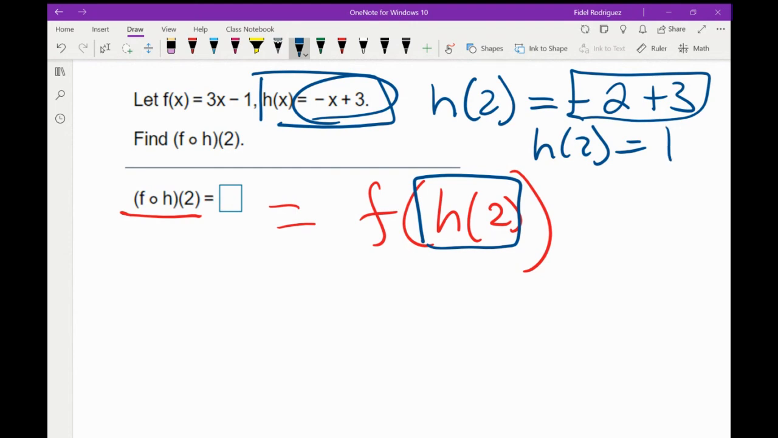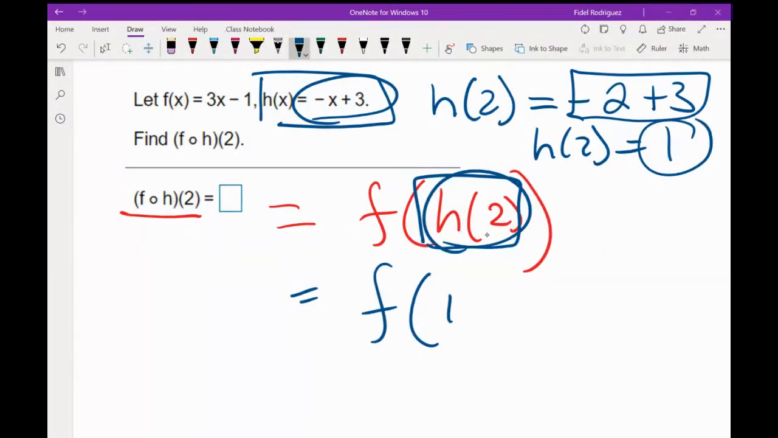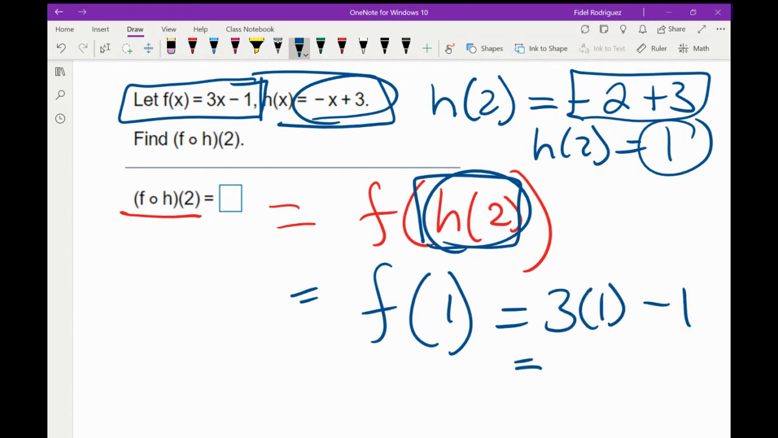Thank you, Robert. 1. Okay, so now look, I'm going to come back and say, look, this is saying, well, we already know that h of 2, we just figured out that that was 1. Now, can we find f of 1? Yes, we can, because there's my function f of x, right? So what am I going to do now? I'm going to take that function, and everywhere I have the letter x, I'm going to plug in the number 1. So I'm going to say 3 times 1 minus 1. Well, 3 times 1 is 3 minus 1. My answer is 2, right?